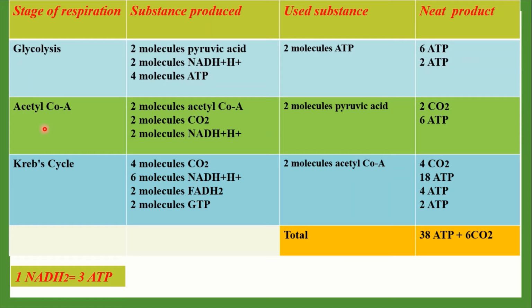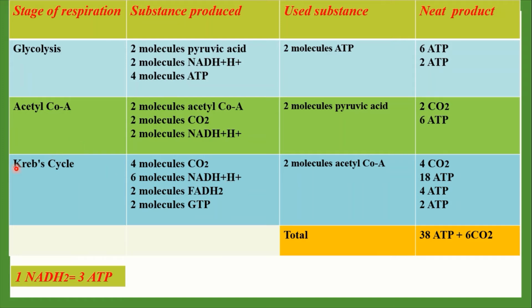Then the acetyl-CoA stage. In the acetyl-CoA stage, 2 molecules of pyruvic acid are used and produce 2 molecules of acetyl-CoA, 2 molecules of carbon dioxide and 2 molecules of NADH2. So from 2 molecules of NADH2 we get 6 ATP.